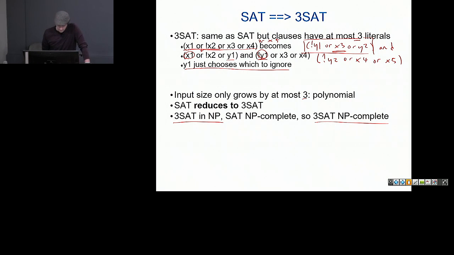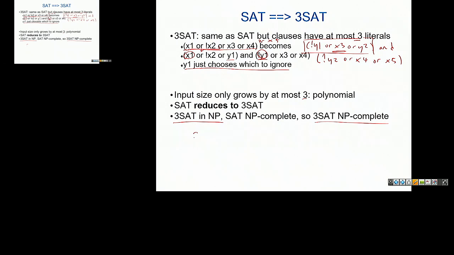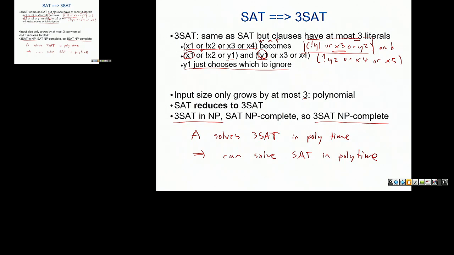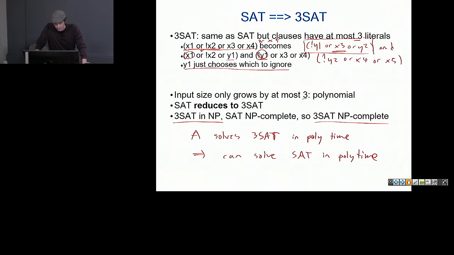Suppose I have an algorithm A which solves 3-SAT in poly time. Then I want to conclude that I can solve SAT in poly time. And that, in essence, is the reason why we have these extra restrictions: I can't have the input size grow too much, 3-SAT has to be in NP, and the reduction has to run in polynomial time.